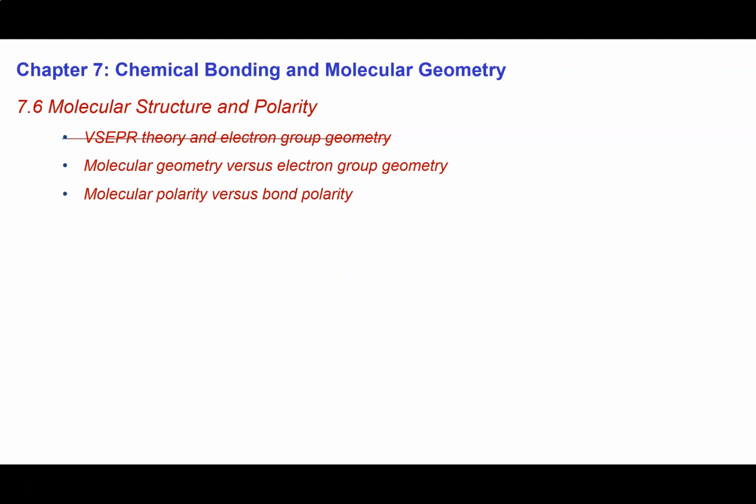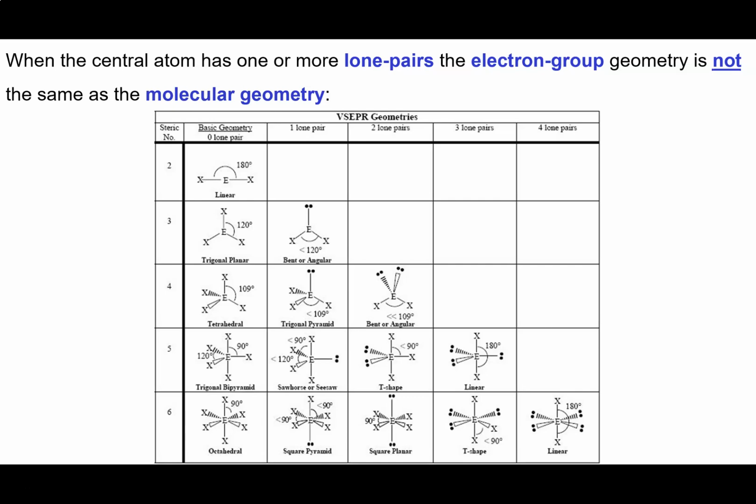In this video, we're going to talk about something that I mentioned previously, which is how the molecular geometry of a molecule is related to, but slightly different than the electron group geometry. So when our central atom has one or more lone pairs, then the electron group geometry is not going to be the same as the molecular geometry. But it is also important to recognize that the opposite applies, and that is that when our molecule doesn't have any lone pairs, then the electron group geometry is the same as the molecular geometry.